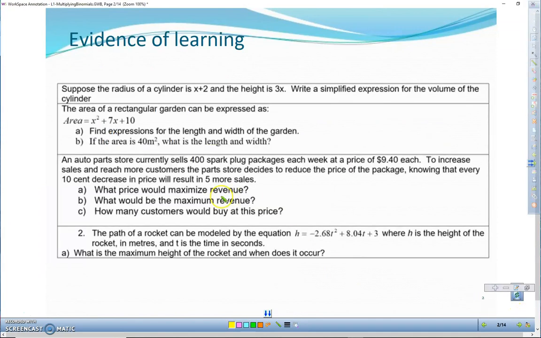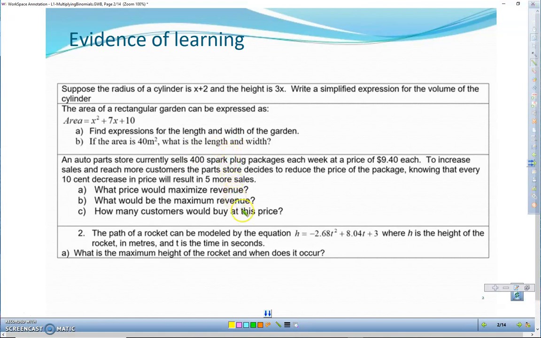So let's continue on. If you really truly understand what's going on in this unit, then here are 4 questions that you should be able to answer at the end of all of this. Suppose the radius of a circle is x plus 2 and the height is 3x. Write a simplified expression for the volume of the cylinder. The area of a rectangular garden can be expressed as x squared plus 7x plus 10. Find the expression for the length and width of the garden. And if the area is 40 meters squared, what is the length and width?